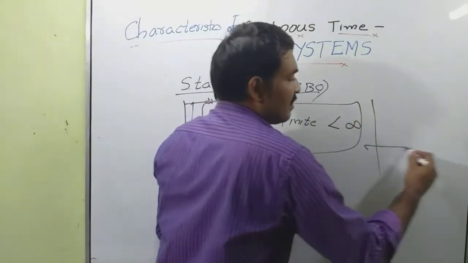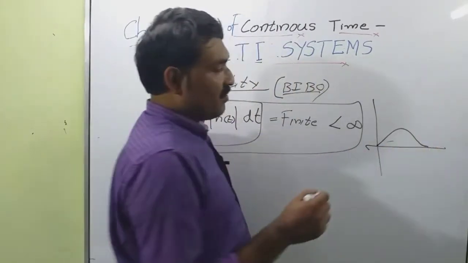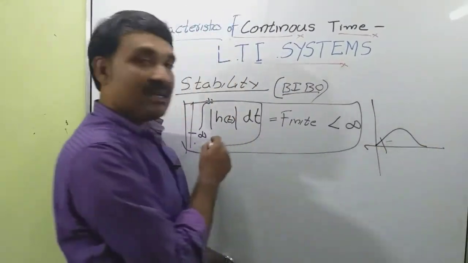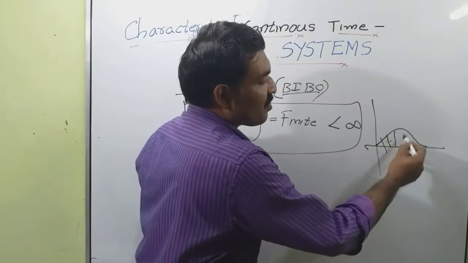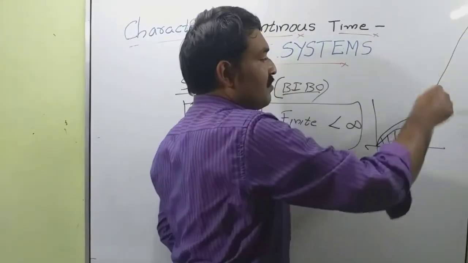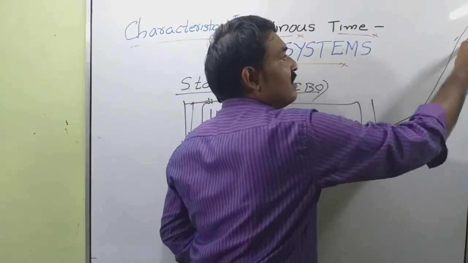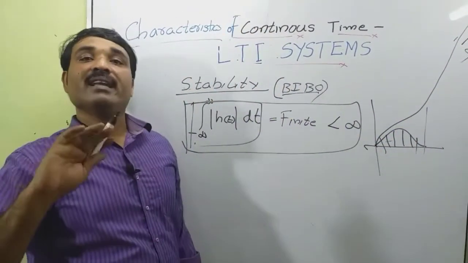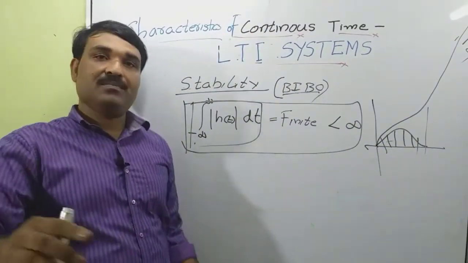For example, this is an integration of h of t. Integration means area under this curve. So it has a finite value and the system is stable. Suppose this goes on increasing, then the value goes to infinity. So that is not absolutely integrable. That is an unstable system.